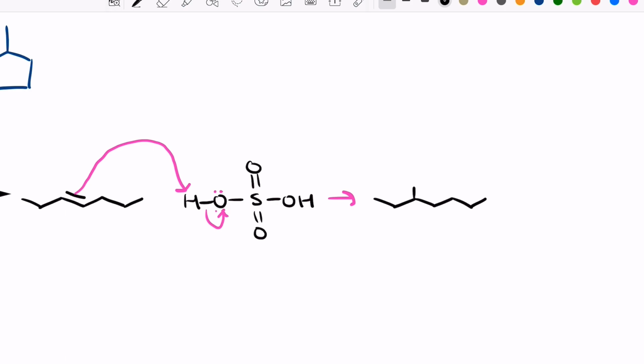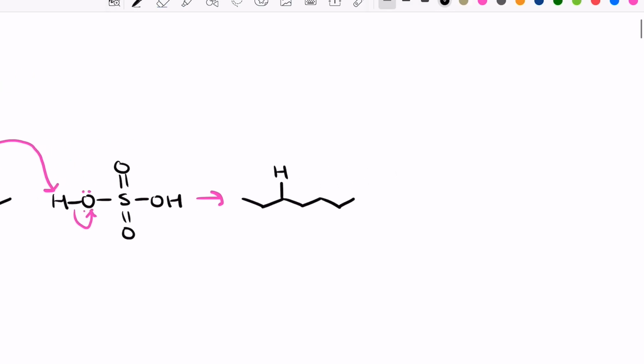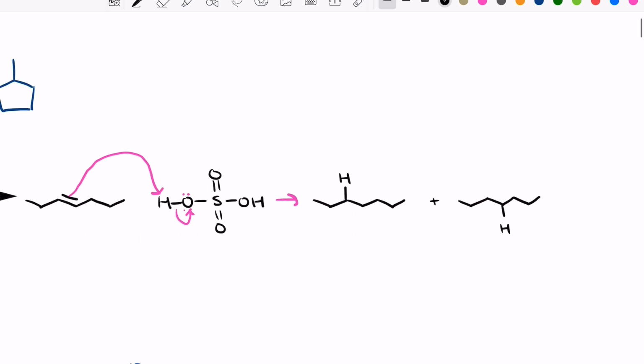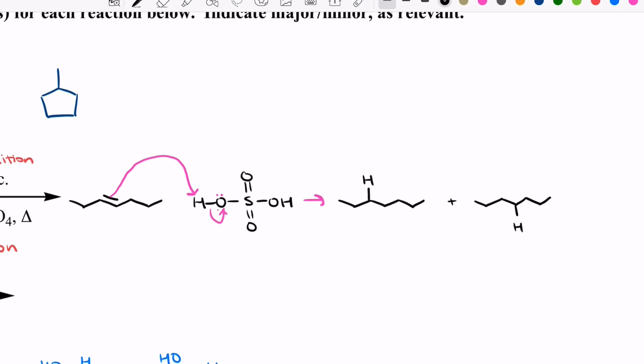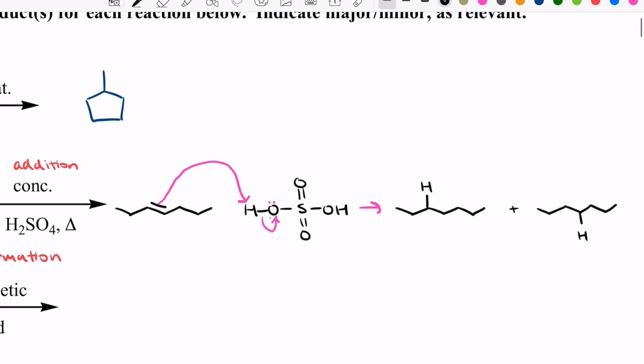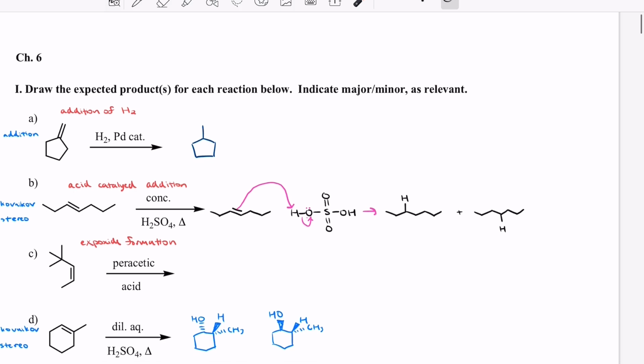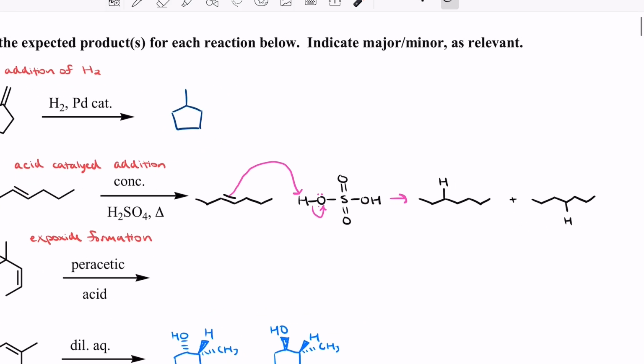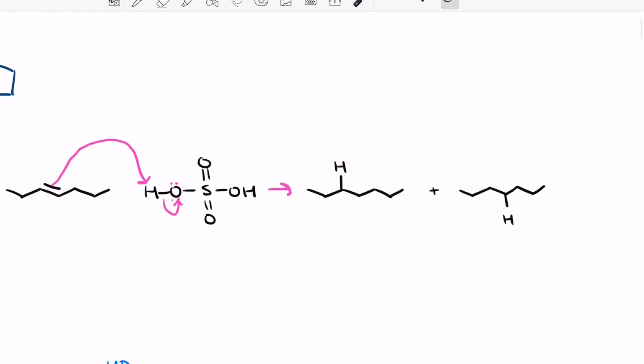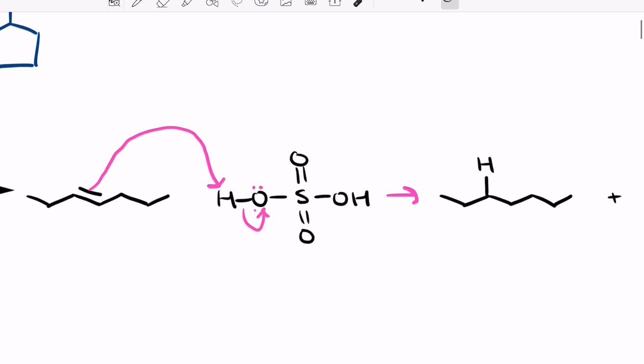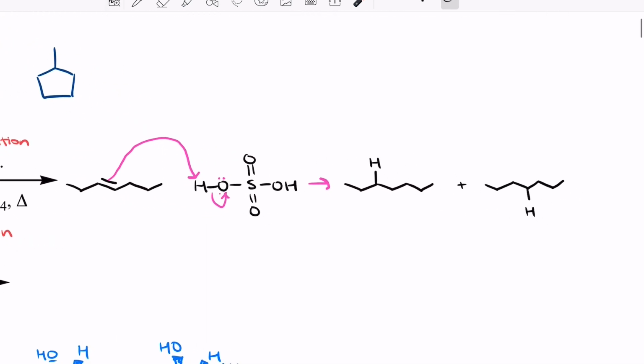So I'm going to add the hydrogen either here, or I could also get this hydrogen down here. Okay? I drew it on both sides because, remember, this reaction is Markovnikov, like I said right here, meaning our product is going to get added to the most substituted side of the alkene. But in this case, both of them are equally substituted, so we're going to get a mixture of both products.